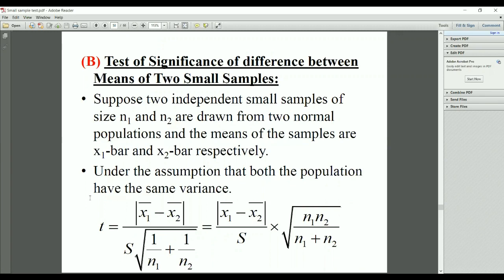What is the degrees of freedom over here? Anybody can guess?